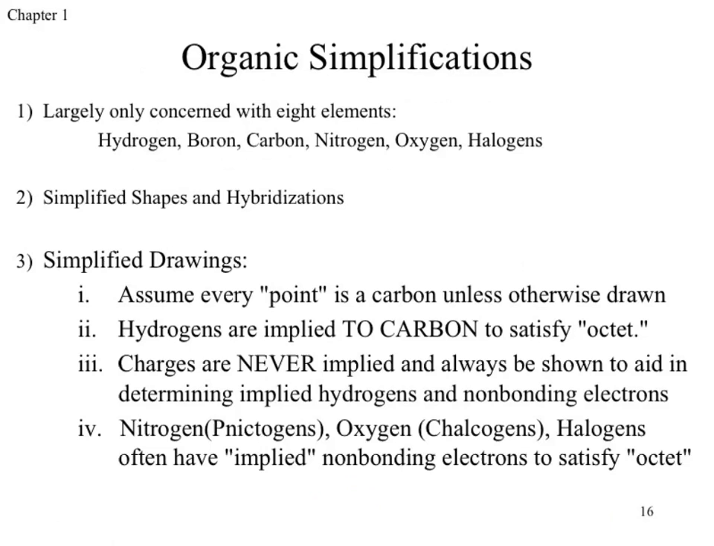We simplify our shapes and our hybridizations. We don't deal with d orbitals. So we're dealing with just the tetrahedral and the trigonal planar shapes and their kind of variations off of it. After that, we move into our simplified drawings. Every point in a structure is defined immediately as a carbon. How do I know it's not carbon? I put something else there.